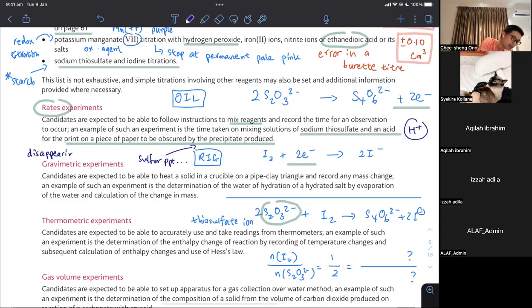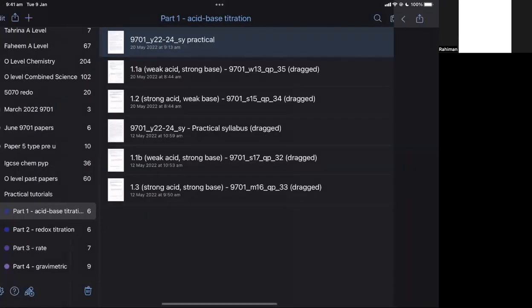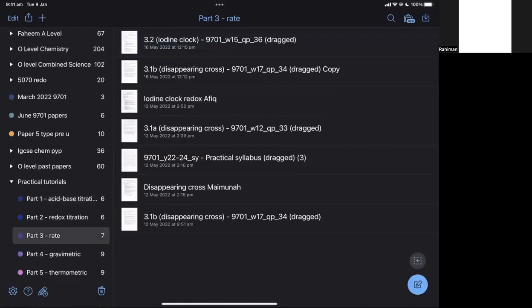Can I just ask everyone, has everyone here done this before, disappearing cross experiments? Have you done it before, Shakira? No. Okay. Rahiman, have you done this before? No. Iza, have you done this before? Yes. And Akila, have you done this before? Yes. Okay, it's practical, yeah. So it's not that bad. With any practical, don't be scared if it's something you have not done before.